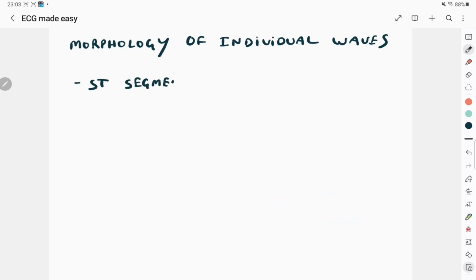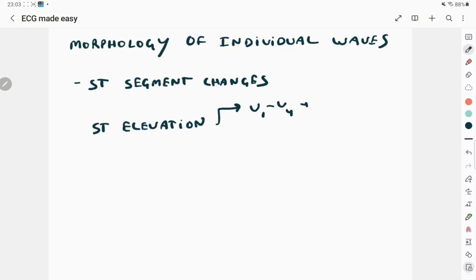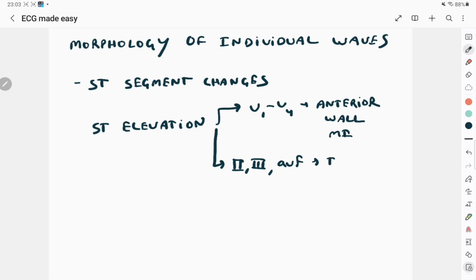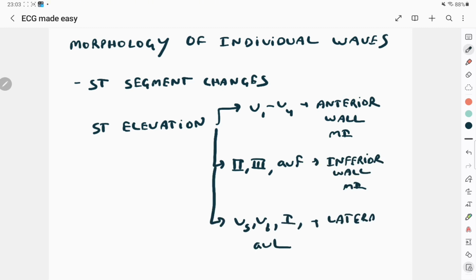ST segment changes can be used to diagnose myocardial infarction. ST elevation in V1 to V4 suggests an anterior wall MI. ST elevation in 2, 3 and AVF suggests an inferior wall MI. And in leads V5, V6, 1 and AVL suggests lateral wall MI.